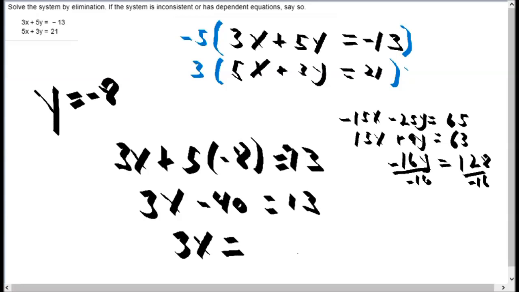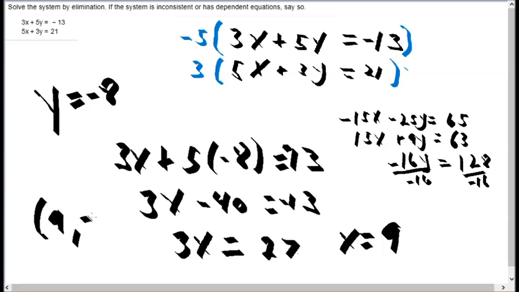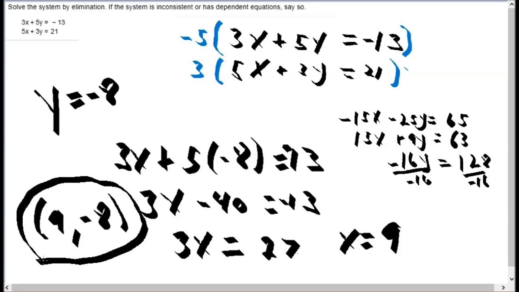So when we put this negative right here, when we add 40 to that, we're going to get positive 27. There we go, and that means x is equal to 9. Alright, so then we have the point as our solution of 9 comma negative 8. So right there we have our solution. Let me circle the solution right here so we have it.